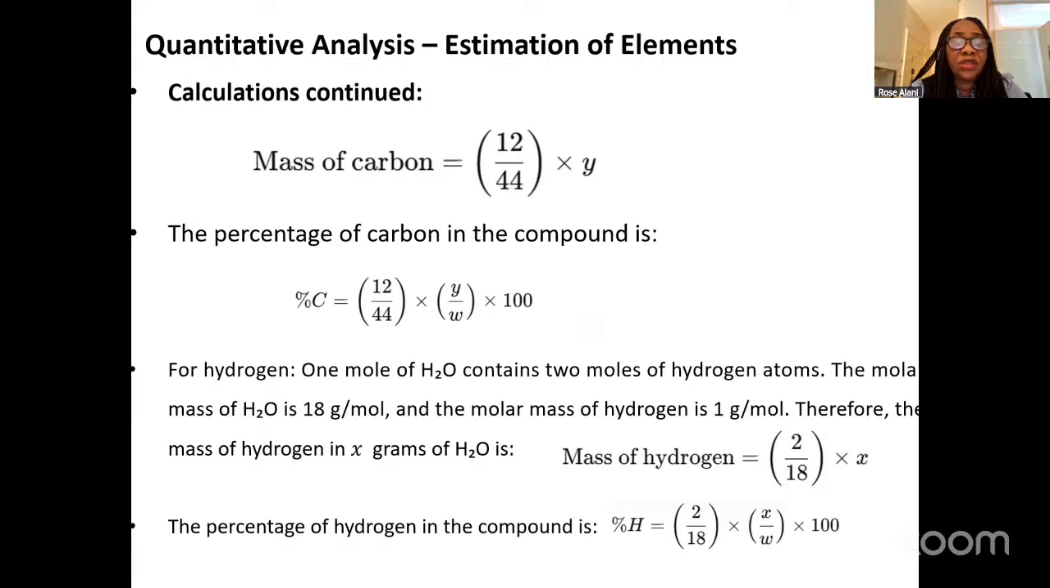For hydrogen also, 1 mole of water contains 2 moles of hydrogen atoms. The molar mass of water is 18 grams per mole, and that of hydrogen is 1 gram per mole. So you use this formula here to calculate the mass of your hydrogen and then the percent hydrogen in that compound.